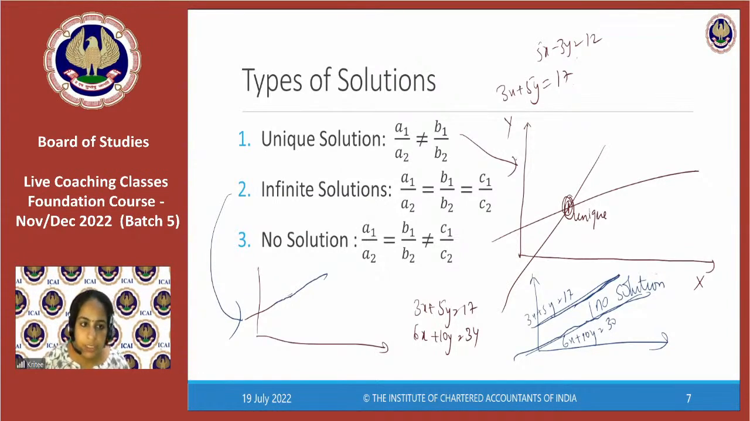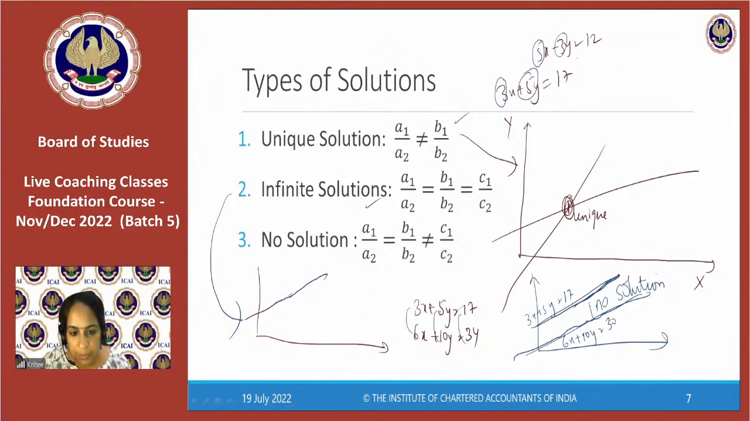So the condition for a unique solution is when the ratios of the coefficients are not equal. 5 by 3 is not the same as minus 3 by 5. Then it gives you a unique solution. But when 3 by 6 is 1, 5 by 10 is 1, 17 by 34 is 1, all three of them are in the same ratio, then you get infinite solutions.